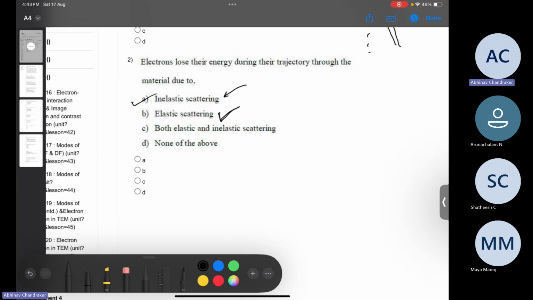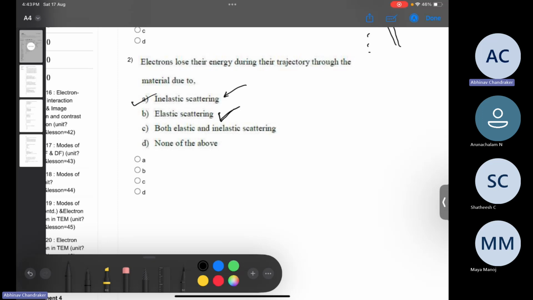This has not been covered in detail, but what could happen is that the incoming electrons, which are coming with a very high energy, might knock off some of the electrons from the atoms in the specimen. These knocked-off electrons will have a lower energy compared to the primary or incoming beam, and as a result there will be a loss in energy when this knock-off happens. These knocked-off electrons are called secondary electrons.